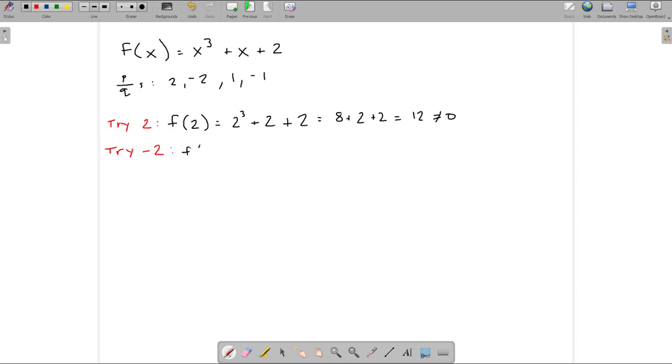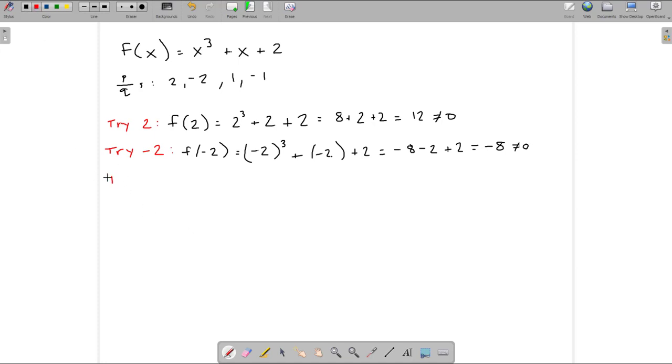So f of negative 2 equals negative 2 cubed plus negative 2 plus 2. Right, so negative 2 to the third is still negative, so it's negative 8 here. Negative 8 plus a negative 2, so that's minus 2, and then plus 2. So that's going to give me negative 8. So again, not a 0 of our f of x.